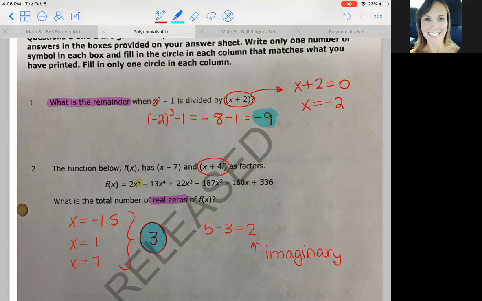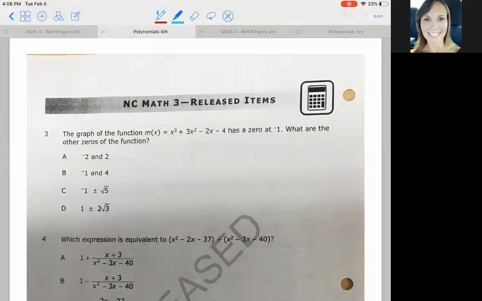All right, so we're going to flip to the next page, the next side. All right, so here's the released items that are multiple choice. The first one says the graph of the function m of x equals x cubed plus 3x squared minus 2x minus 4 has a 0 at -1. What are the other zeros of the function?